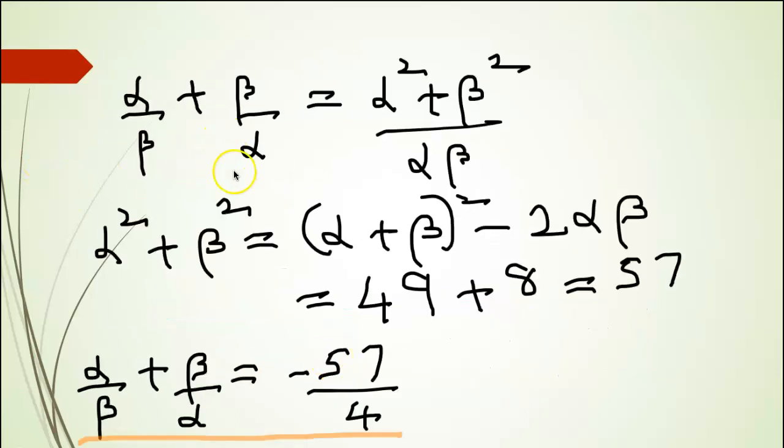So alpha by beta plus beta by alpha will give you alpha squared plus beta squared by alpha beta. That is alpha plus beta the whole squared minus 2 alpha beta, that is alpha squared plus beta squared. Substituting for alpha plus beta and alpha beta, you get alpha squared plus beta squared is 57. So I have the answer as minus 57 by 4 because alpha beta is minus 4.